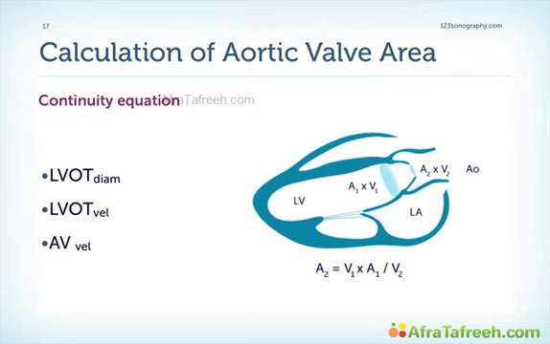So what do we have to do? All we have to do actually is measure the LVOT, the left ventricular outflow tract diameter, which is usually done in the parasternal view. Then we have to measure the LVOT velocity by pulsed wave Doppler in the 5-chamber view. And finally, the aortic valve velocity, of course, by continuous wave Doppler in the 5-chamber view. And put all of this into the equation.